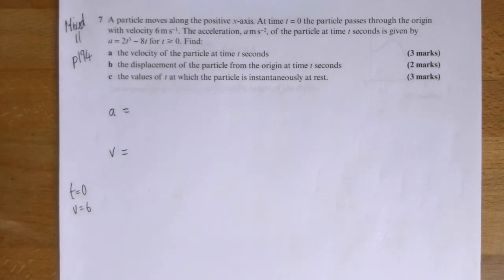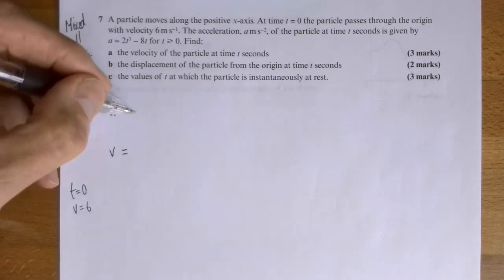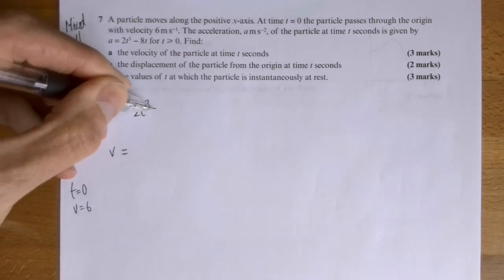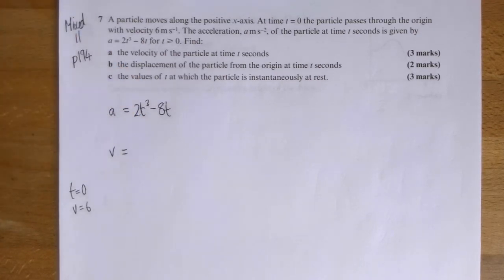So have a go at part A firstly. Take your formula for acceleration, integrate it, which will give you your formula for velocity with a plus c, and substitute those values in to work out the value of c.